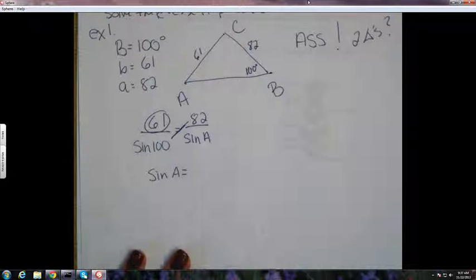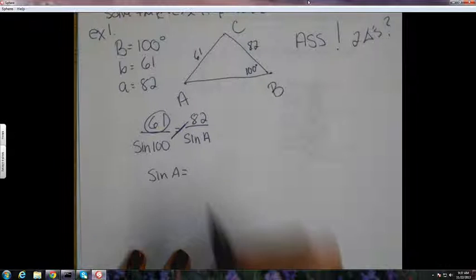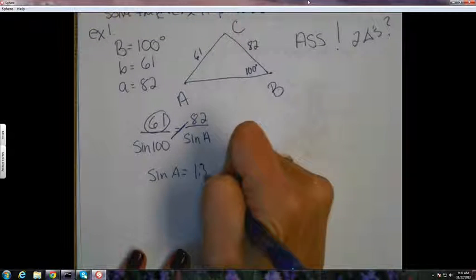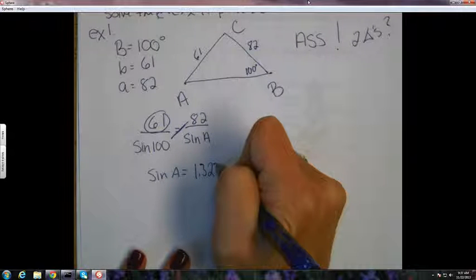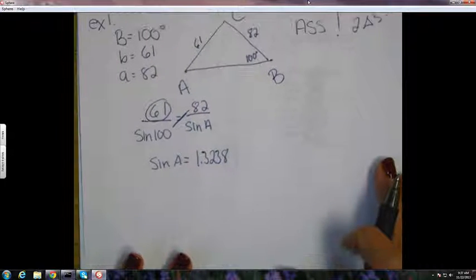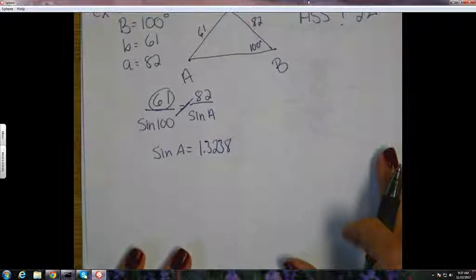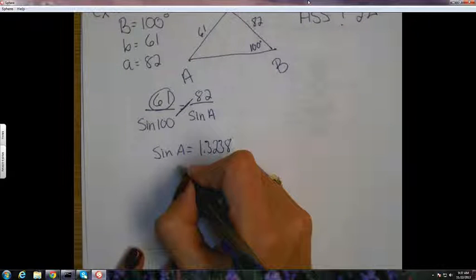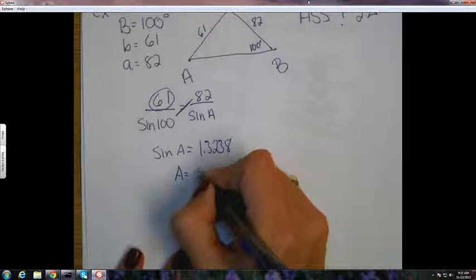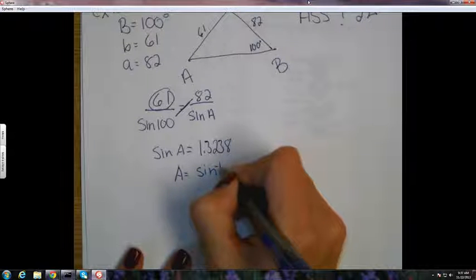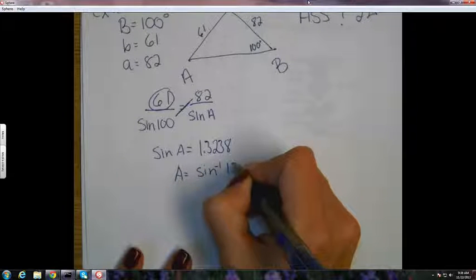Oh, I'm in the wrong mode. Oops, mode. Degree. 82 times... divided by 61. What'd you get? 1.3238? Okay, how do you get the calculator to give you an angle if you know the sine ratio? Inverse. Why is it not working? It's over 1. So why is it coming up over 1?